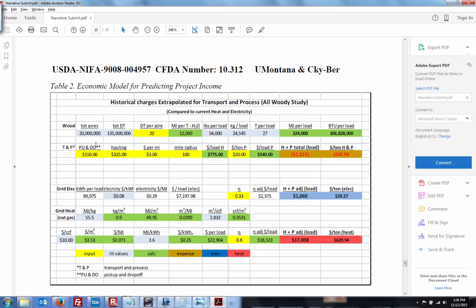And now here comes the money part, right? So picking up and dropping off a container is going to cost you $150. It's going to be $325 to haul it because it's $3 per mile. You're going to run it for 100 miles, et cetera, et cetera. So these are your costs. And this is sort of the overall dollars per ton of processing.